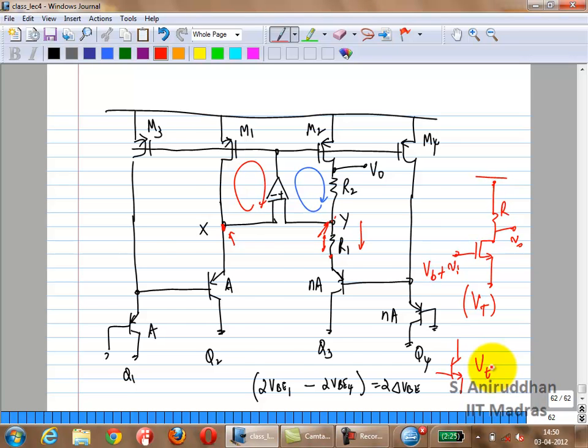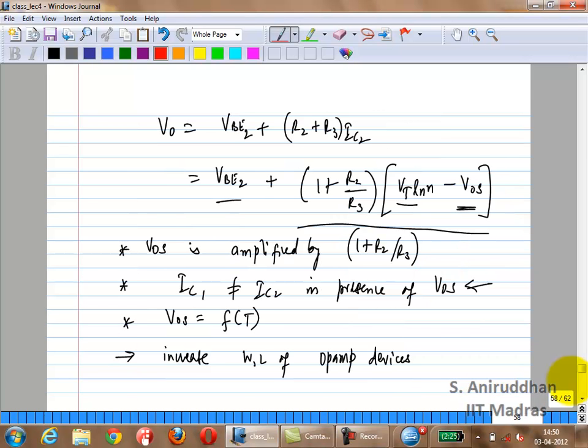Anybody? Yes? Will come down. Mobility decreases. Is that right? Okay. You should first find out these two things. That is your homework for today. Find out what happens to VT as a function of temperature. Go back to your devices book. Find out what happens to mobility as a function of temperature.